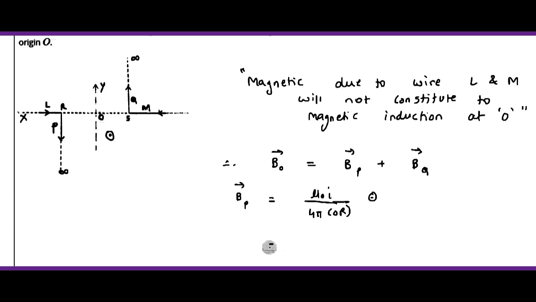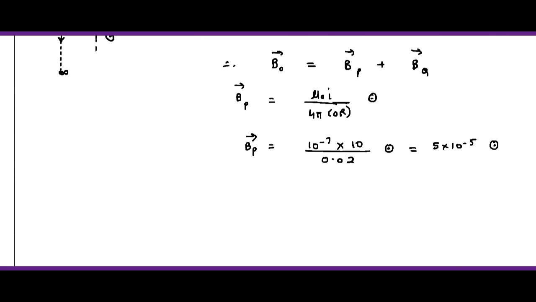Or if we simplify it further, we can write mu naught by 4 pi as 10 raised to minus 7 into I, which has been given as 10, divided by OR. OR has been given as 0.02, and this comes out to be 5 into 10 raised to minus 5, and direction is outward. Alright, so this is the magnetic field due to wire P we are getting.